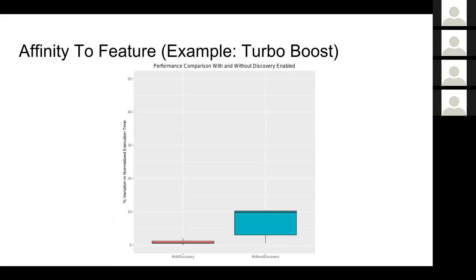This is a box plot of the performance. On the y-axis, you see percentage of variation in normalized execution time, where 0 is the best performing instance of the pod. On the left-hand side, where it says with discovery, is when you use affinity to the turbo boost feature, and on the right-hand side is without discovery, without affinity. You can see that not only does the performance of the application improve, but there is also less variability in performance.